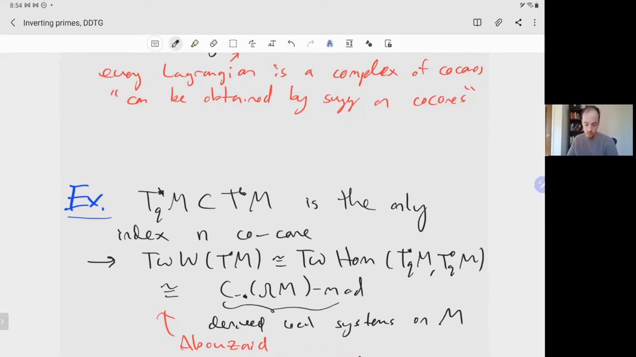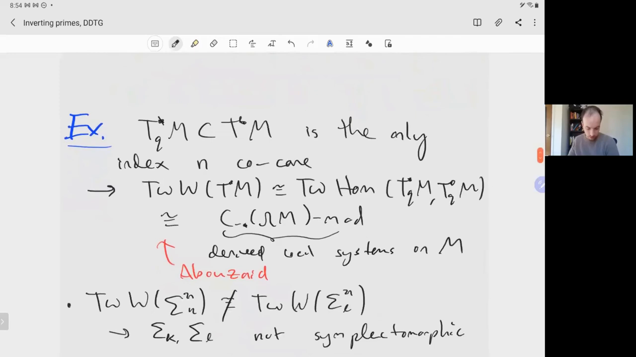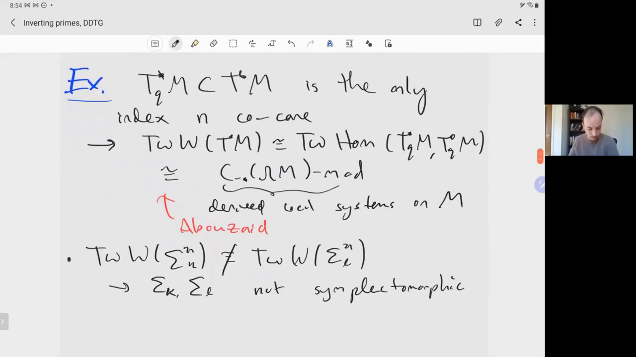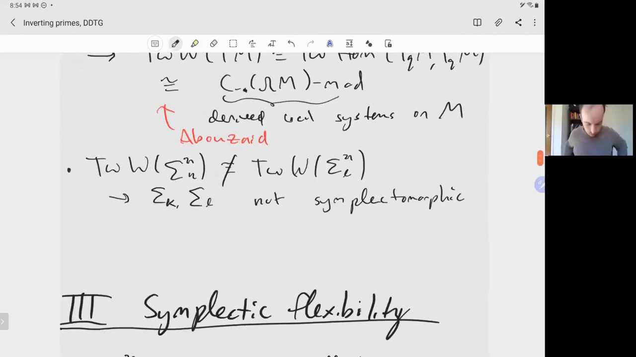Another thing I wanted to mention is that, going back to these exotic balls, these sigma K and sigma L, they actually have different Fukaya categories. And that's what shows that they're not symplectomorphic, as I mentioned before. Remember, these are balls that are all diffeomorphic to the ball, but they're pairwise non-symplectomorphic. Okay, so that's it for rigidity.